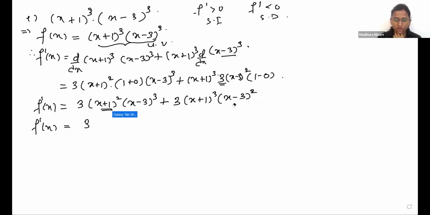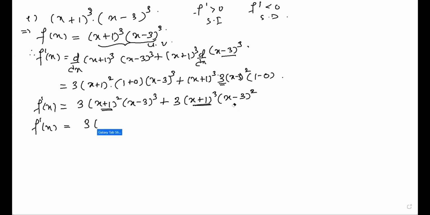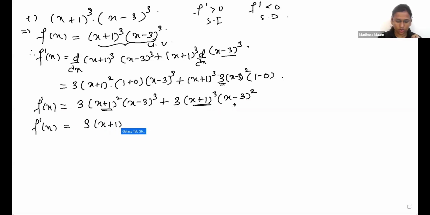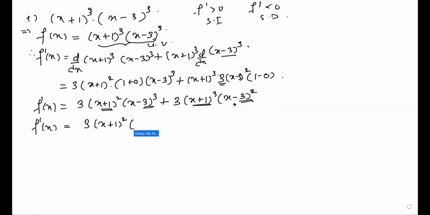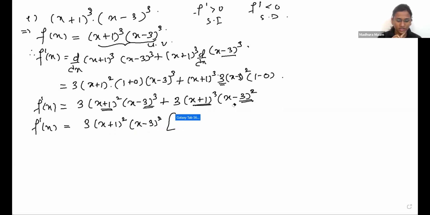Tell me, x plus 1 is common how many times in both the terms? Yes, ma'am, 2 times it is common. Okay, so this is 2 times common. And what else is common here? x minus 3, how many times? 2 times. Okay, so this is x minus 3, 2 times. So this 2 times you have taken out.